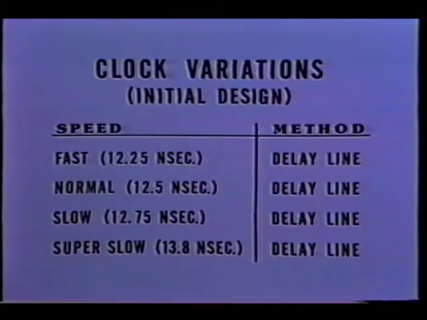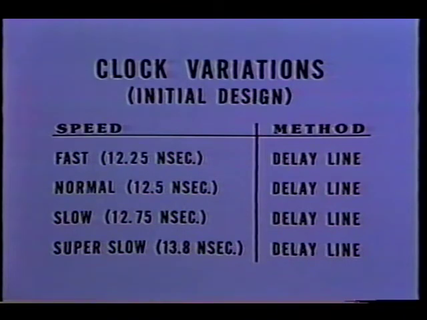The initial design utilized 4 separate delay lines with feedback loops to produce the desired clock speed. The selectable speeds were 12.25 nanoseconds for fast clock, 12.5 for normal, 12.75 for slow, and 13.8 for super slow.